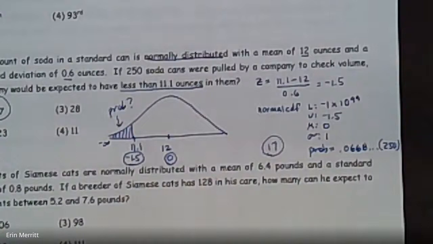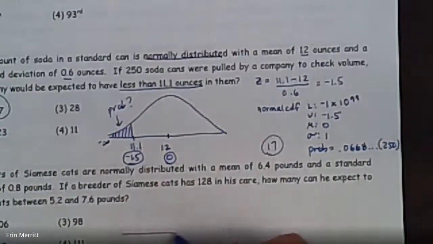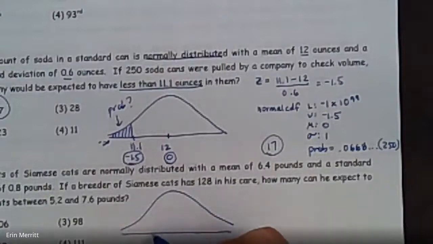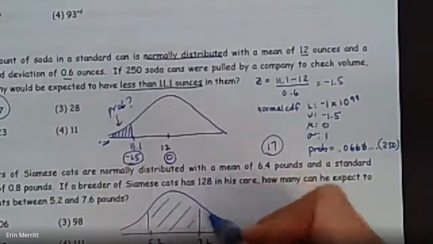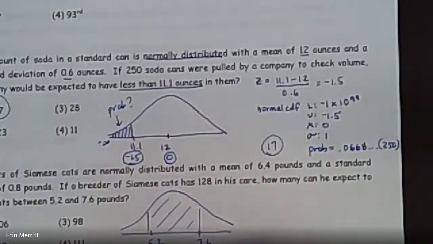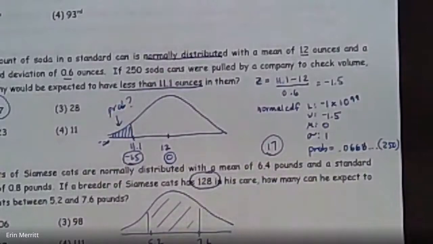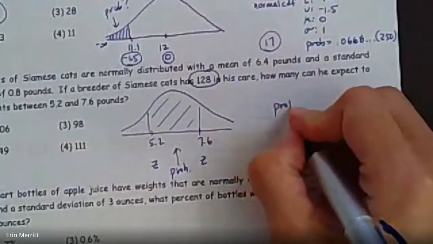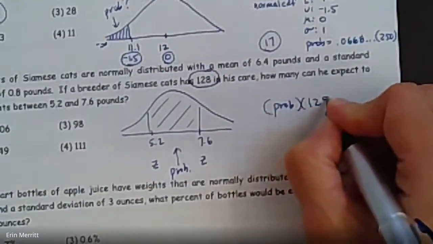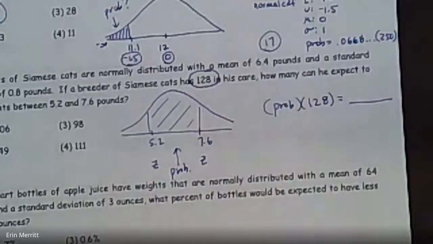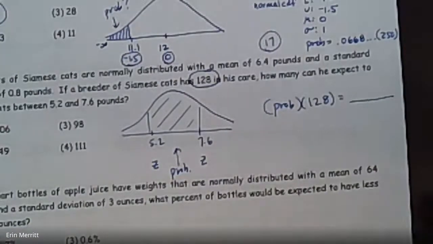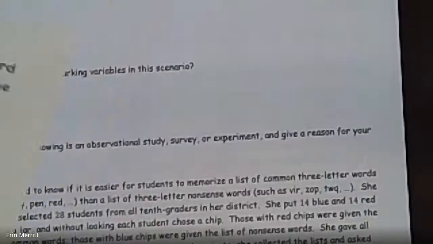Number 3 is the exact same type of question. You just have to think about setting up between those two weights, so between 5.2 and 7.6. Find the z-scores that correlate to each one of those, and determine the probability that you're going to fall in between there. And then when it says they have 128 cats, that's a lot of cats. If they have that many cats, then take your probability, whatever it comes out to be, and multiply it by the 128, and that's going to give you your answer there. So I just wanted to make sure to cover a couple of questions that people had asked.